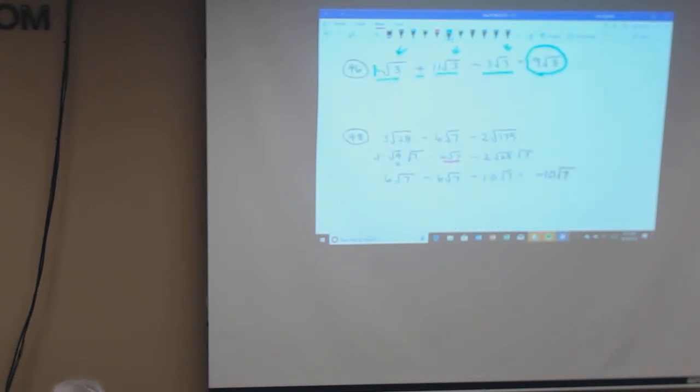Number 48. Whoops. See, I have radical 28, radical 7, and radical 175. And they want me to subtract them. Well, here's the way you think about it. Apparently, all 3 of these have something in common. Yeah, they do. This is 4 times 7. There's 7. So I must need a 7 over here. 7 times something. What would that be? Oh, 25. See what's happened? I'm looking for this stuff.